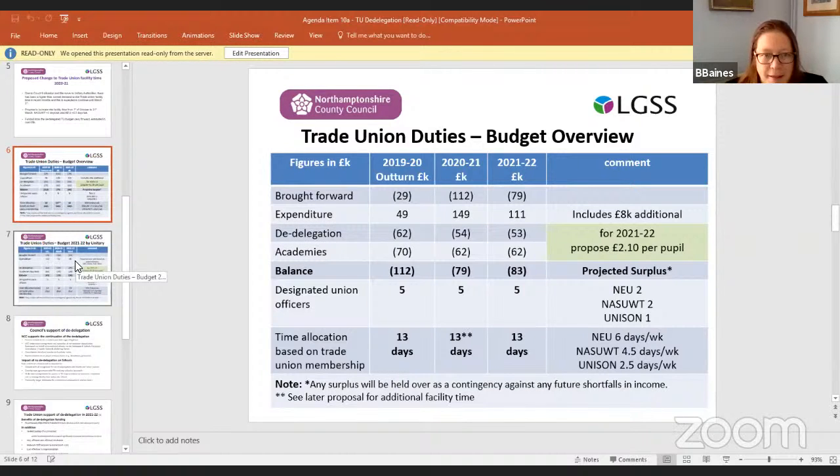Hi, yeah, thank you, Alison. I've pulled these figures together to show you that we have an underspend that we've carried forward from 19-20 into 20-21. And at the current rate, we're expecting a 79,000 underspend on the budget to be carried forward to 21-22. And that is maintained in our current predictions with the current level of facility time to continue and slightly increase towards the end of 21-22.